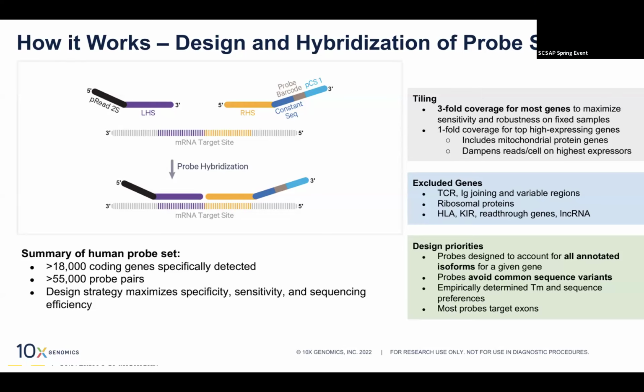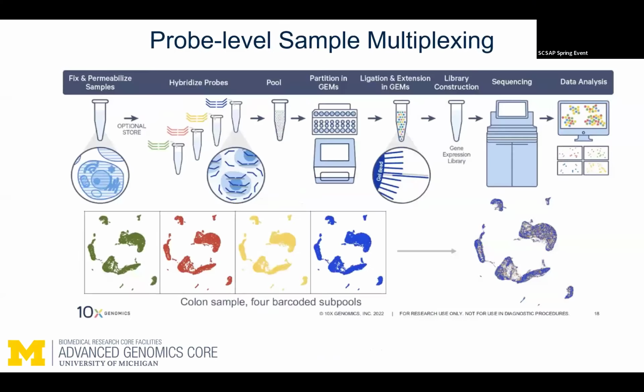So there's a full set of coding genes. You don't get TCR, you don't get HLA or some of those things. But most importantly on these probes is that gray probe barcode on the right-hand side, because what that's going to let you do is multiplex. You're multiplexing at a transcriptional level.